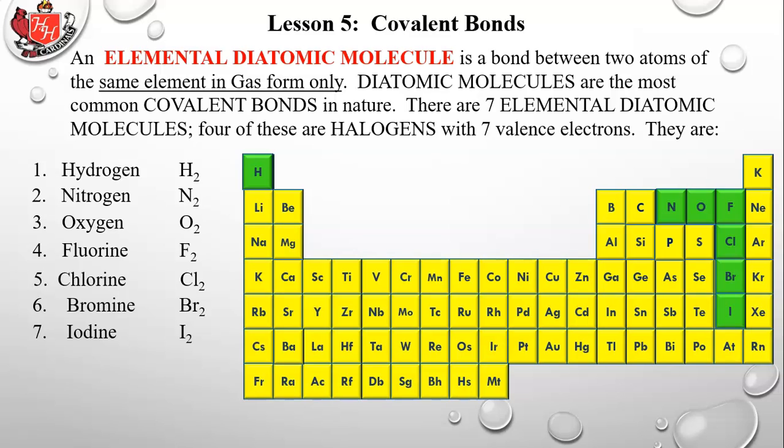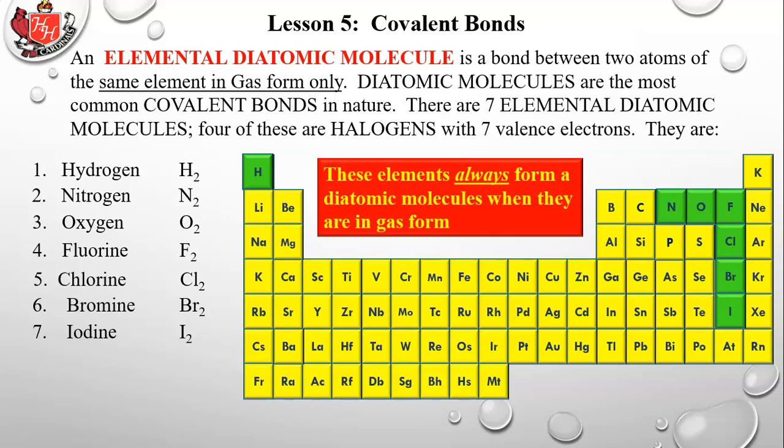Remember, the halogens are that second to last column on the right. That's fluorine, chlorine, bromine, iodine, right there in the green. All right, so these elements always form diatomic molecules when they are in gas form.